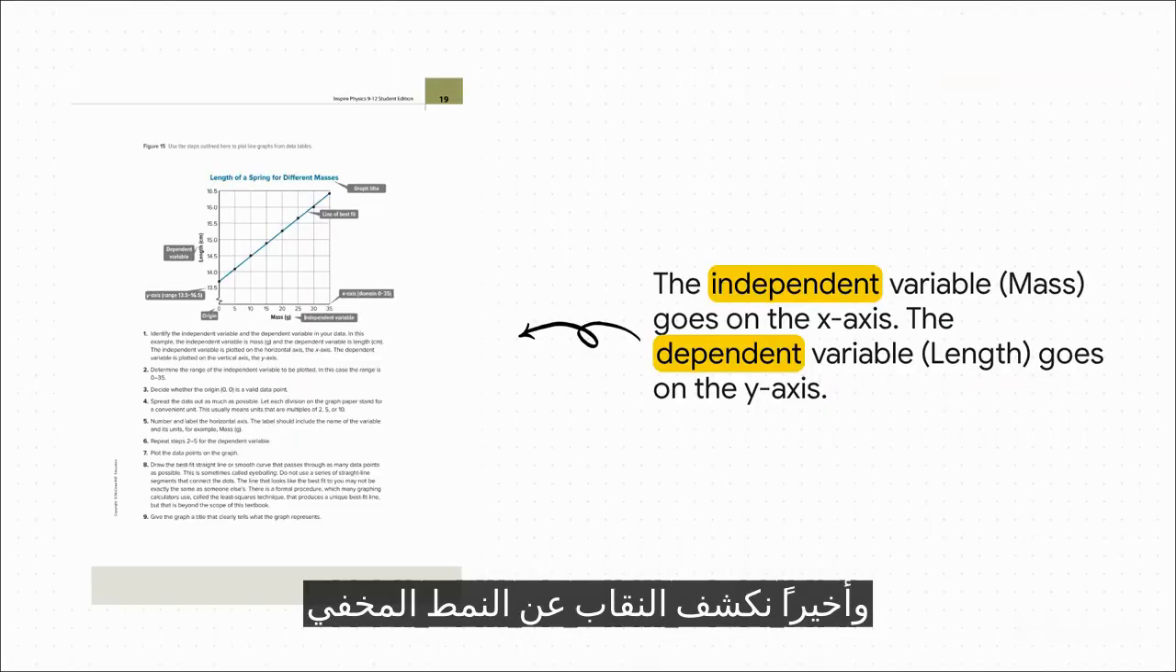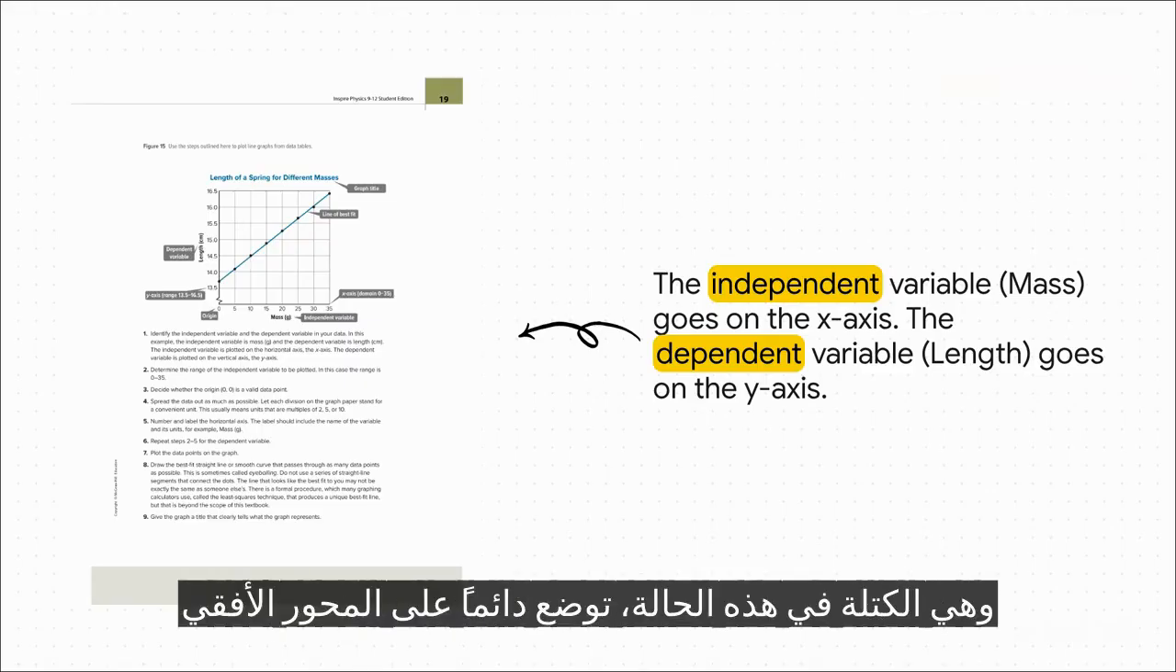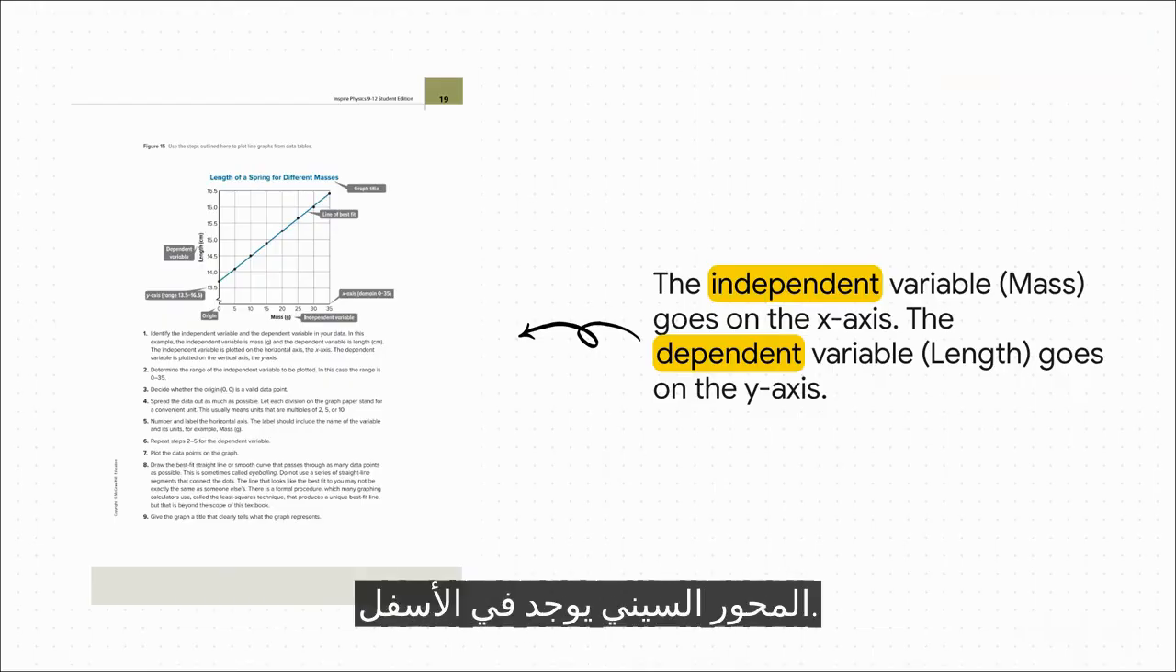Step 1, the axes. Now, this is absolutely crucial. The independent variable, the thing we changed, which was the mass, always goes on the horizontal x-axis at the bottom. The dependent variable, the thing that responded, the length, goes on the vertical y-axis.